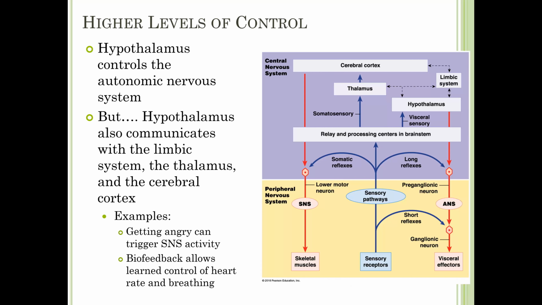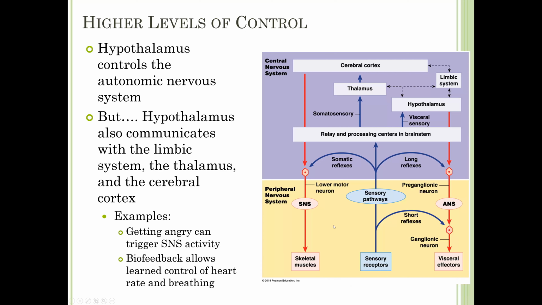Another example is biofeedback. This is where people can actually learn how to control their heart rate and breathing. So through time and repetition and practice and types of meditation, they can learn to slow their heart rate and slow their breathing rate, and that is at the level of the cerebral cortex and learned control over the hypothalamic functions.